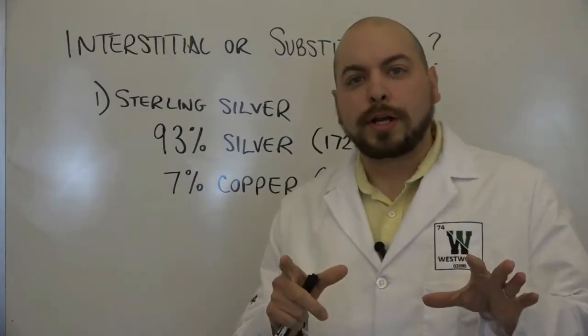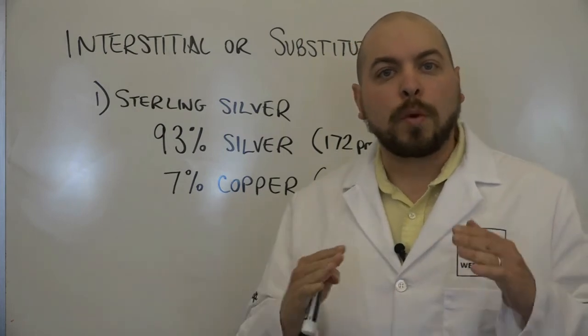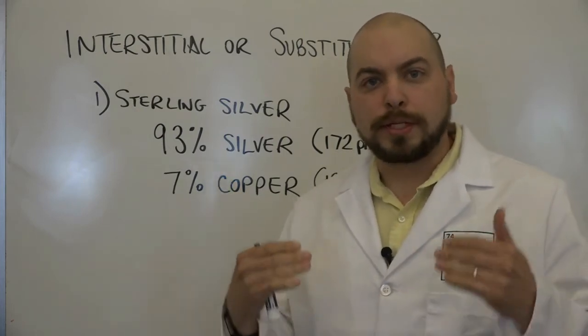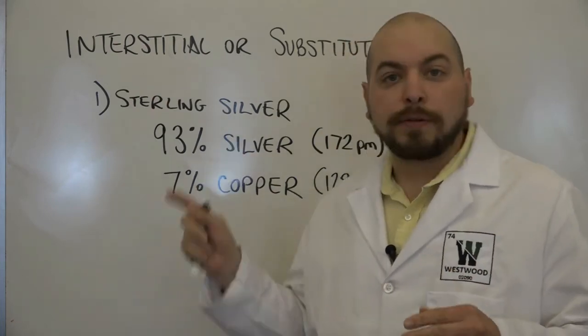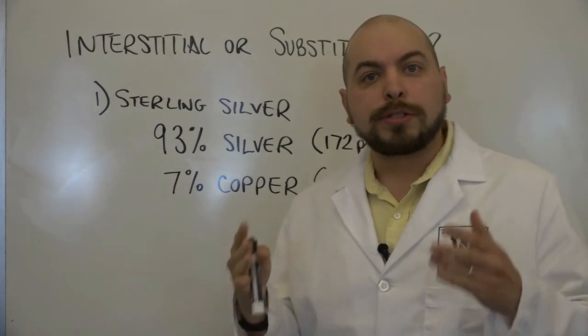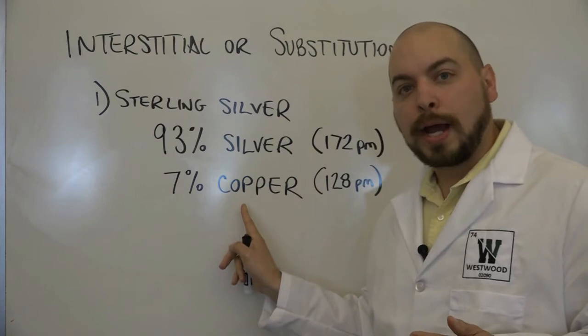So let's take a look at our first type of practice problem. Now in this problem, we're going to be looking at whether an alloy would be predicted to be substitutional or interstitial. Now, sterling silver is not pure silver. Sterling silver is an alloy of both silver and copper atoms.